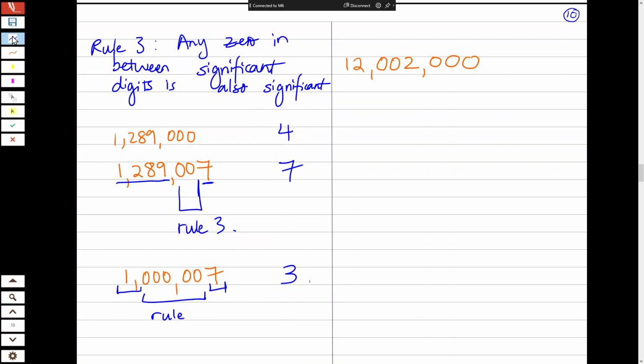It's getting trickier. Alright, Louis, let's go with you. What do you think? It's 5. You think there's 5? So which 5? The 1, 2, 0, 0, 2. So these ones, okay. I agree with you, but let's explain the reasoning. Why did you discard these 3 zeros? Because they're zeros at the end. They're zeros at the end, so they are not significant. So I'll say rule 2, not significant.